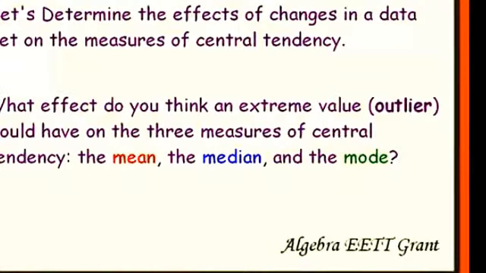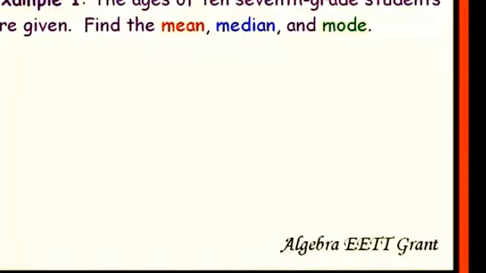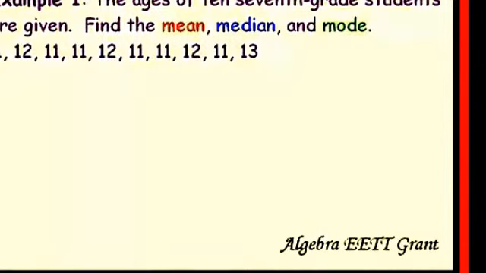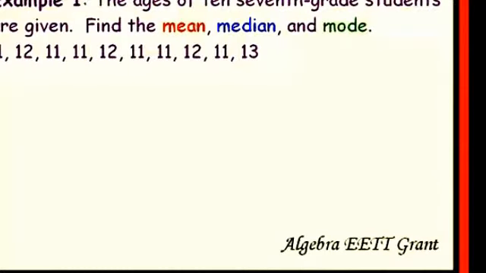Let's look at a few examples. For example 1, the ages of 10 7th grade students are given. Find the mean, the median, and the mode. Now the mean's what we're going to do first. I notice for the 7th graders, we have a lot of 11-year-olds, a couple 12-year-olds, and a 13-year-old. So how do you find the mean?